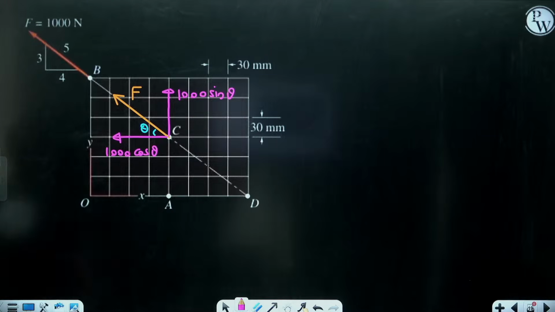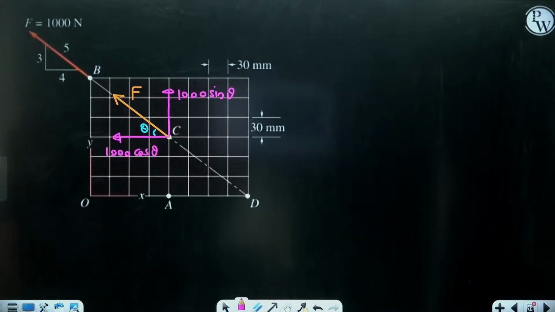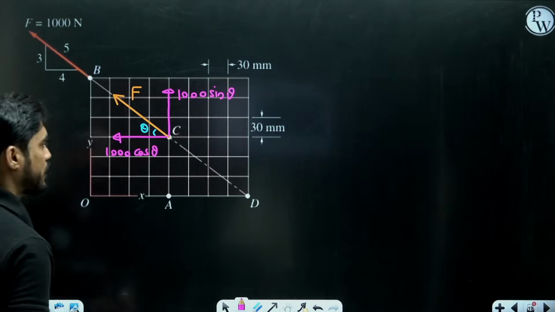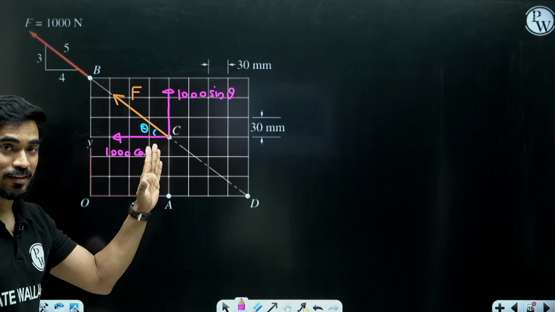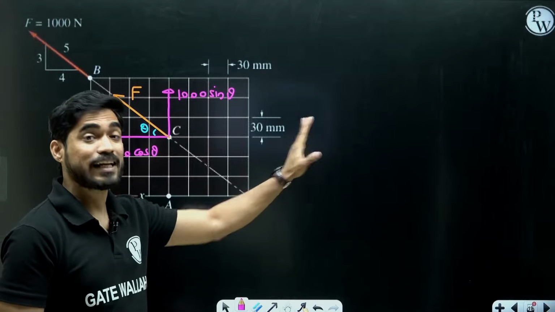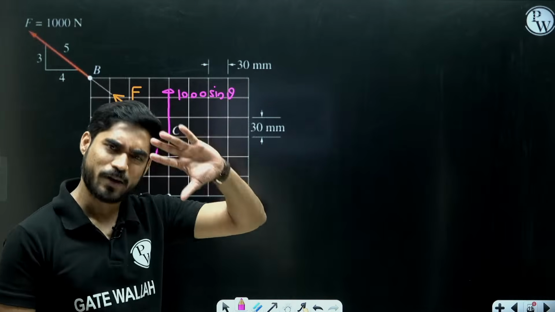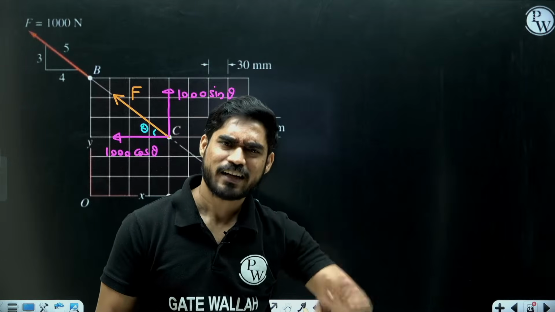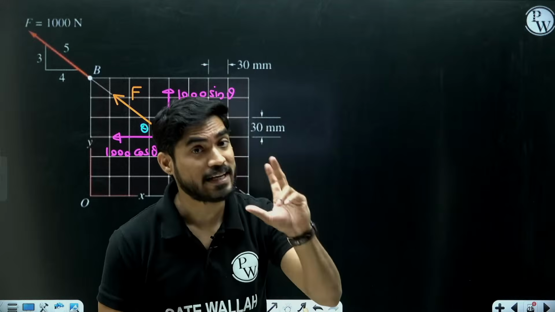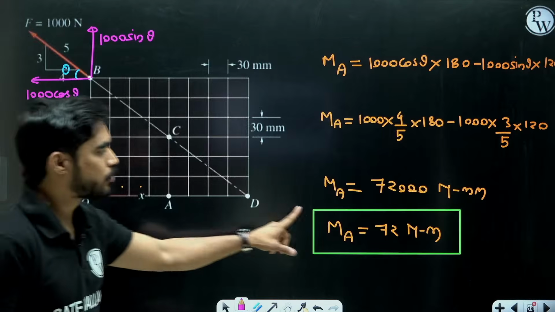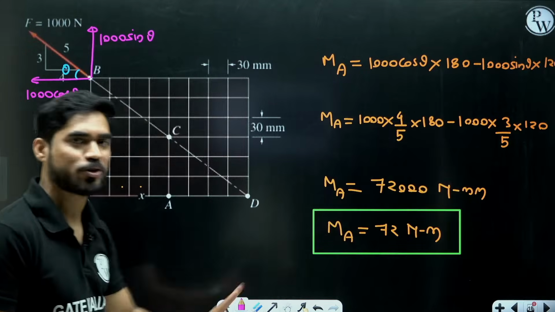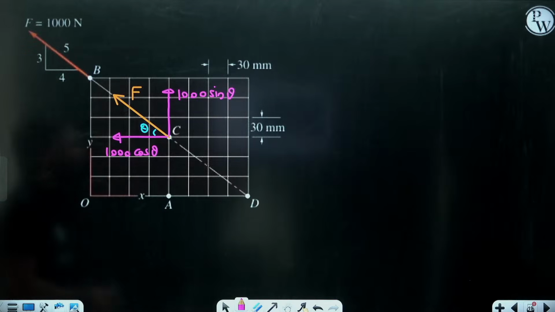Now, we have applied the principle of transmissibility, and according to it, the net external effect should not change. The moment is also an external effect. It is trying to rotate the body; you can watch from outside how the body is rotating. So according to this theorem, the moment should not change. We should still get this moment, 72 Newton meter. Let's see whether we get it or not.